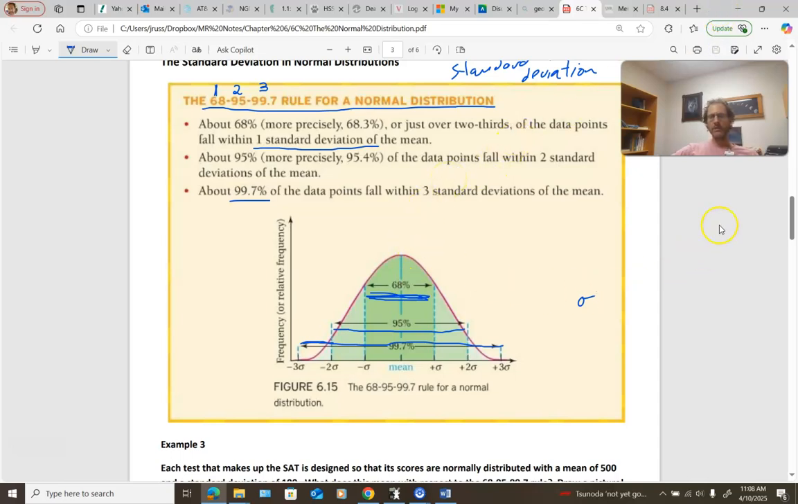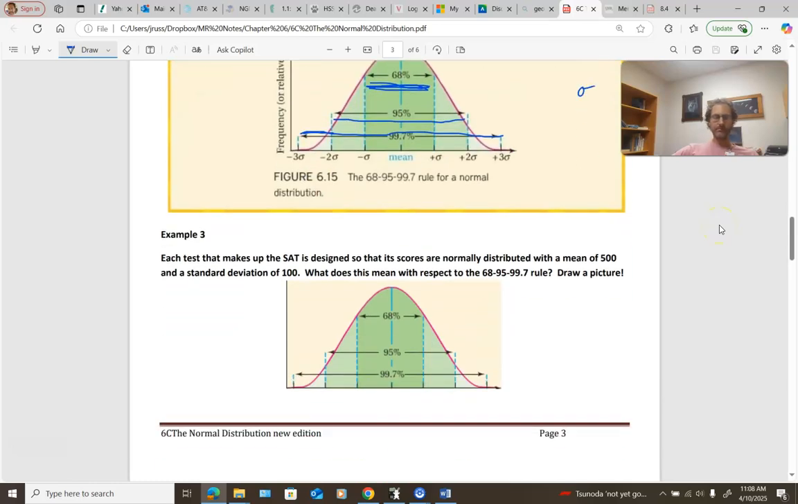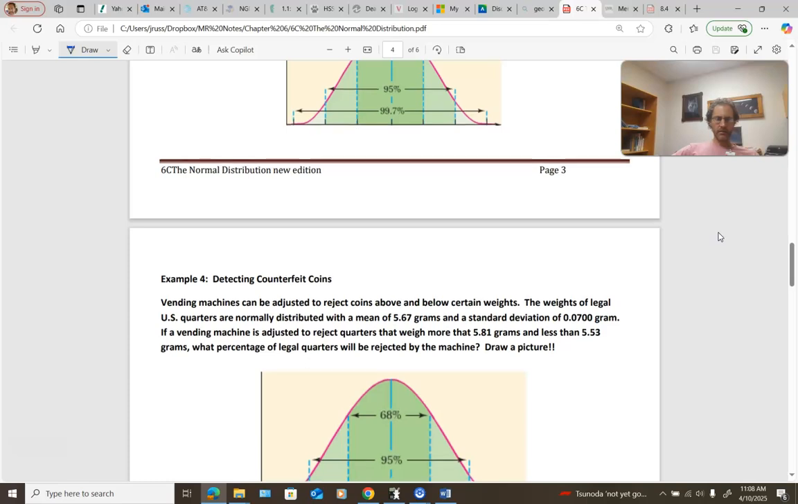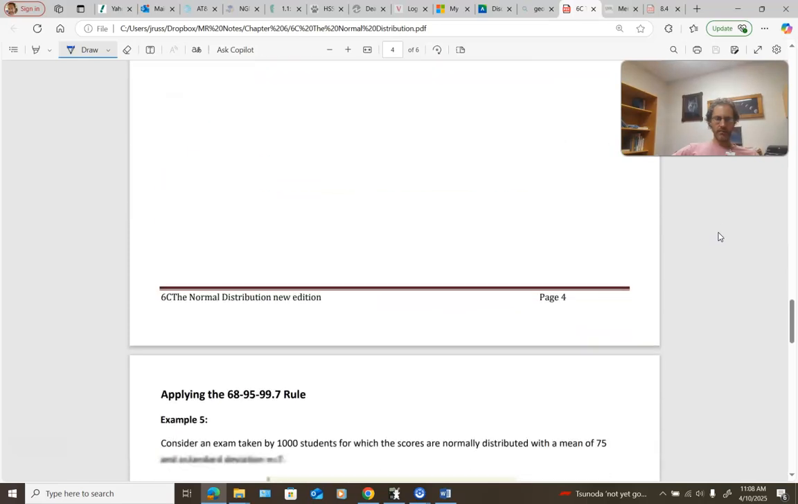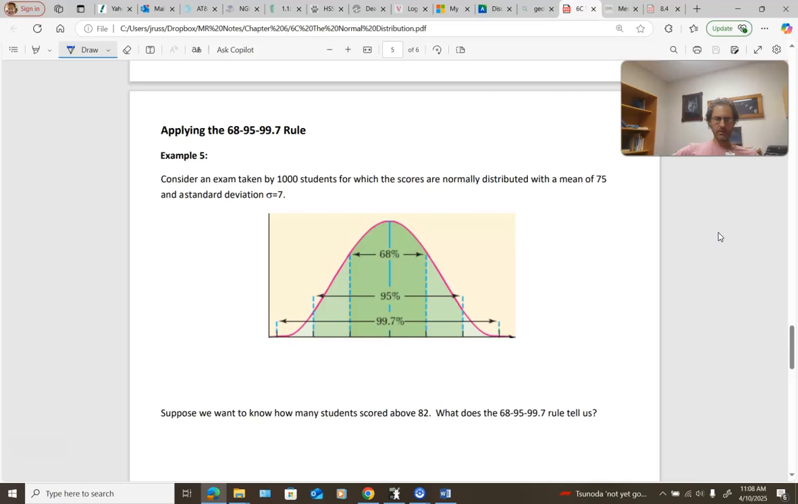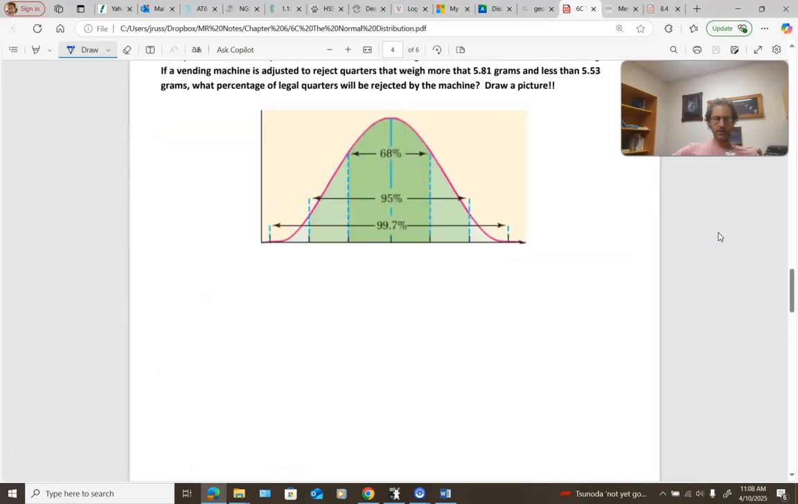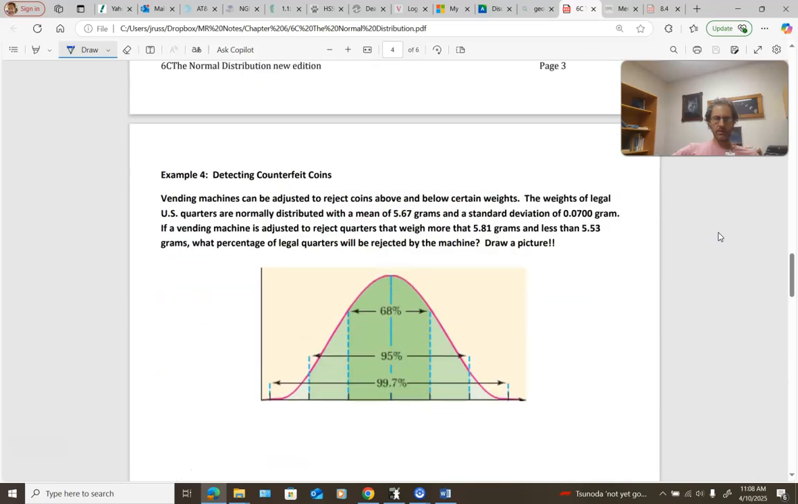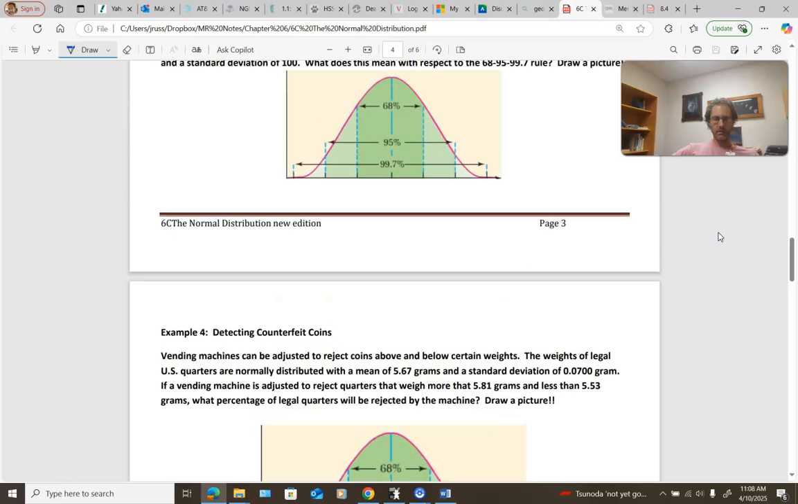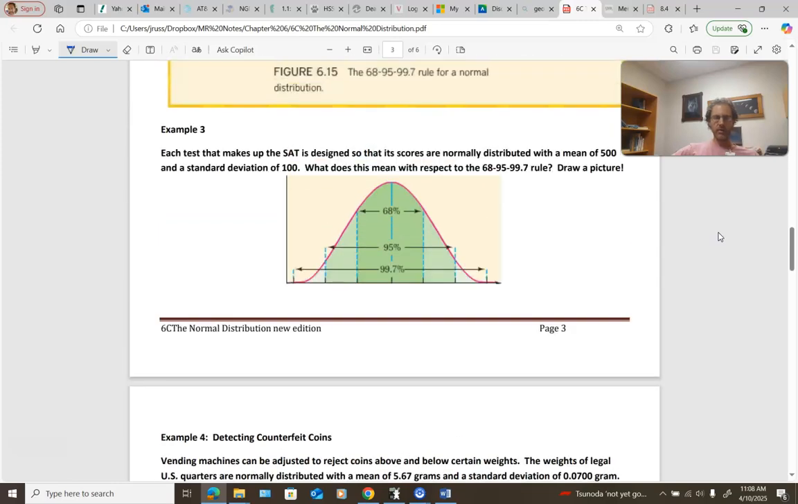So let's put this in context with this example 3. And I think, let's see, yeah, we may stop part 1 with example 3. Let's just see.